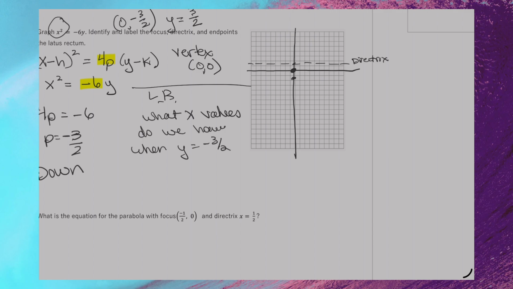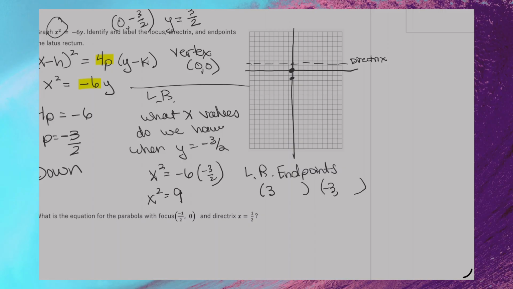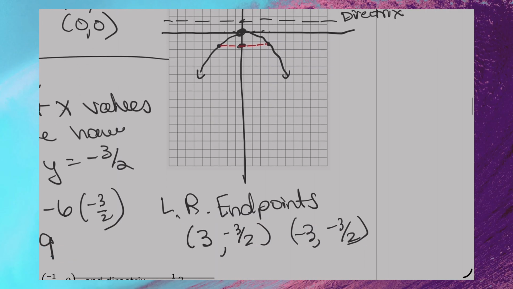So we're going to go to our equation. X squared equals negative 6 times a negative 3/2. We're going to get x squared equals 9. Our latus rectum endpoints are, square root, we'll get 3 for x, and we'll get negative 3 for x. And the y value is negative 3/2 for each one. So that means 1, 2, 3, negative 1, 2, 3. There's our parabola, and this is our latus rectum with those two endpoints.